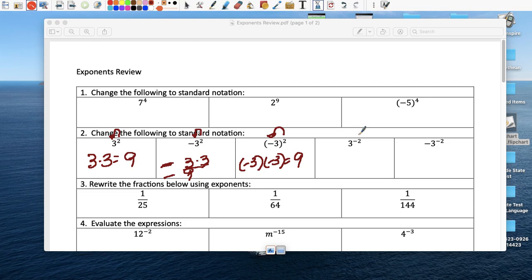This is a negative exponent. Remember what we do with negative exponents? We write it as a fraction, right? And we write 3 to the 2nd power. The exponent becomes positive, and take it one more step. 3 to the 2nd power is 9.